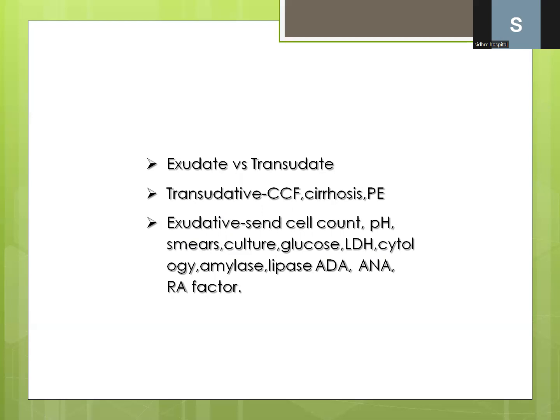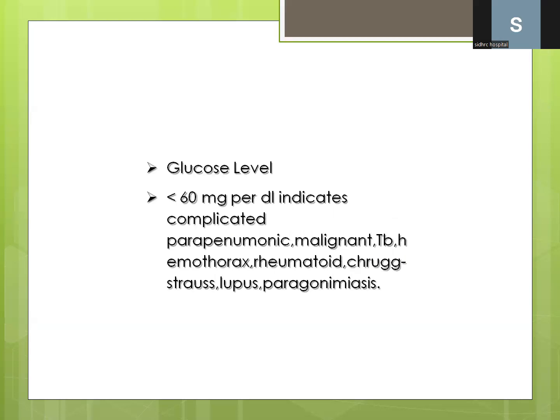For exudative effusion, that is protein content more than 3.5, we look for the cells, pH, smear, cultures, glucose, LDH, cytology, amylase, lipase, AFB or TB, ANA, and RA factor, all depending upon the causes that we are suspecting in the patient. Glucose level is very important because, just to give an example, parapneumonic effusion is the most common type of exudative pleural effusion. So if the glucose is less than 60 or 40, we put a tube in the patient. So that's the treatment and that's the utility of glucose.